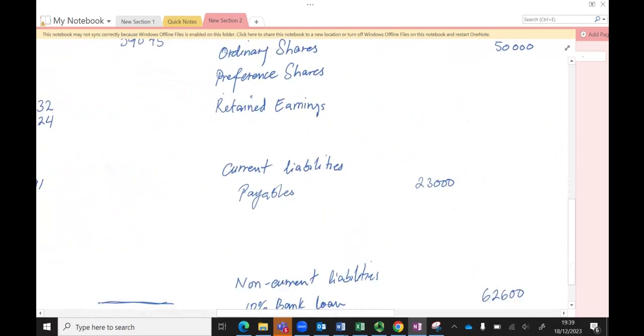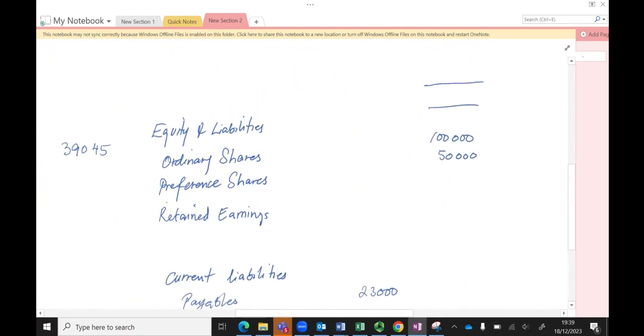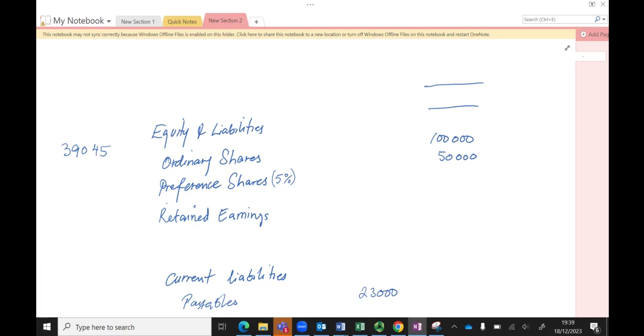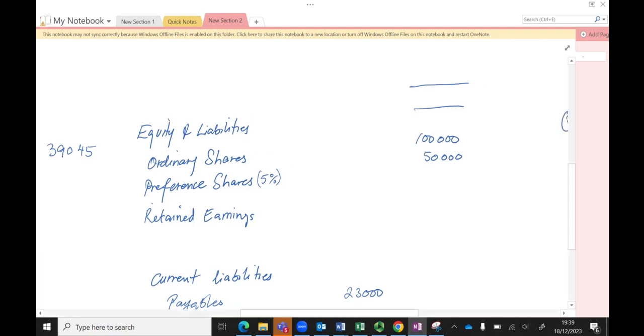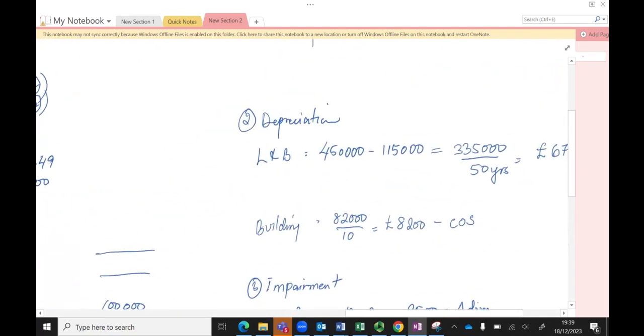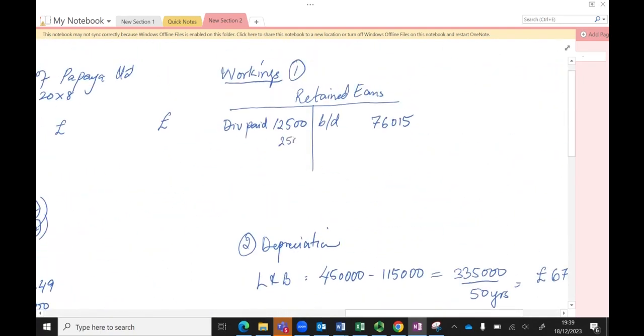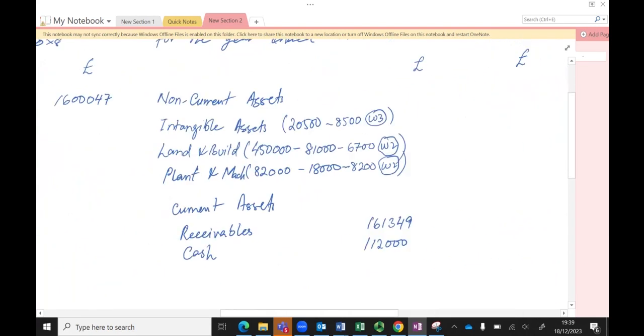So from the question we can see that the preference dividends are 50,000 and these are 5%. Preference shares means they will get an interest of 5%. So 50,000 multiplied by 5% is £2,500. Again, that dividend will also go out of the retained earnings. So let's record it over here. 2,500 preference dividend. £2,500. Next.